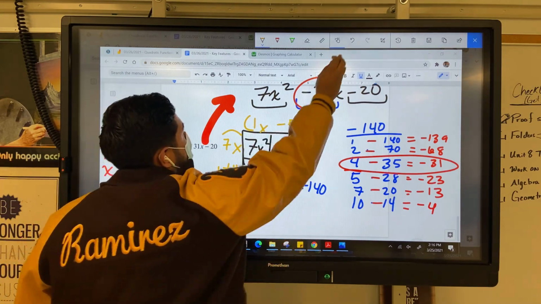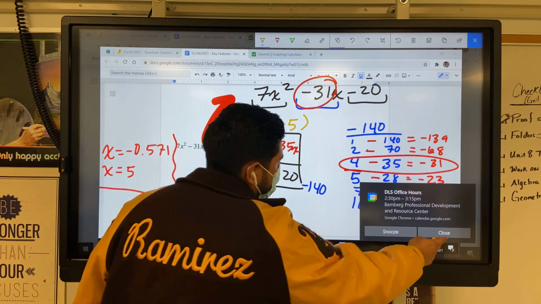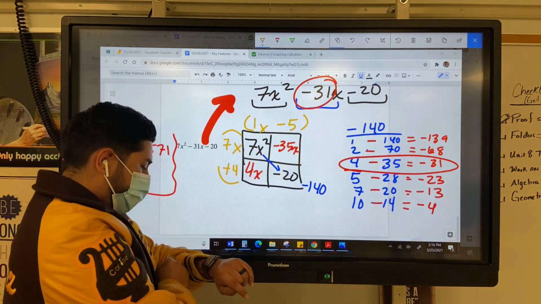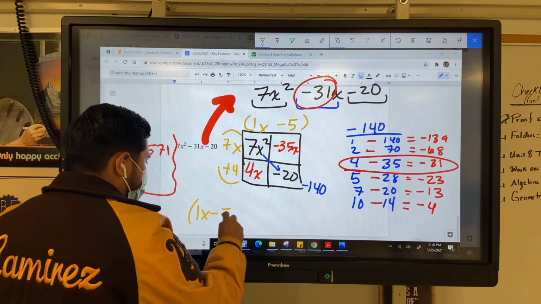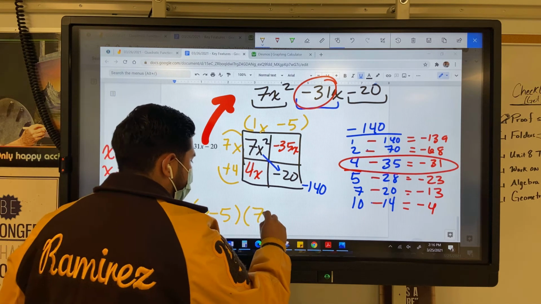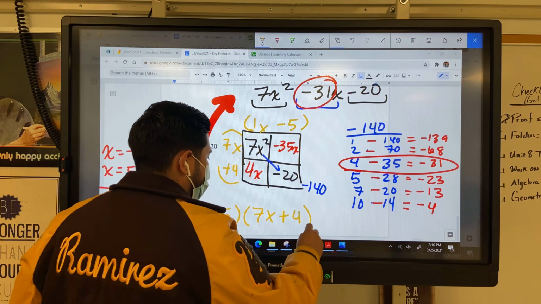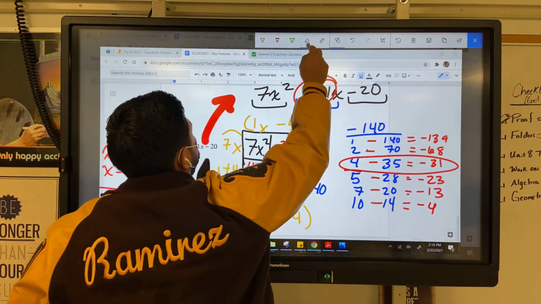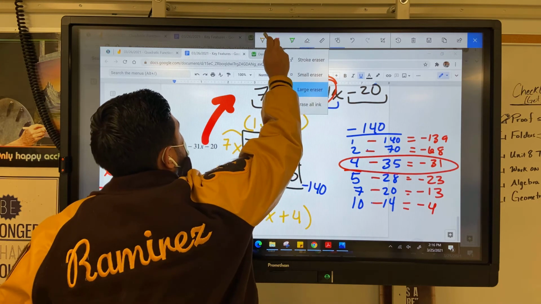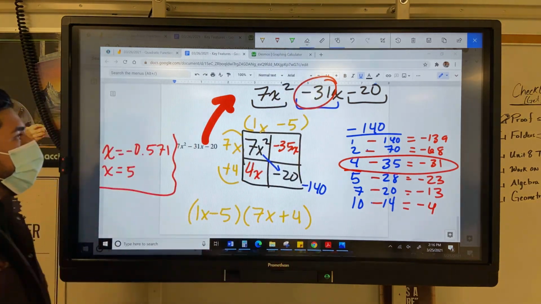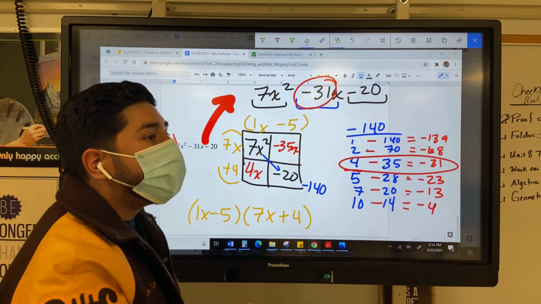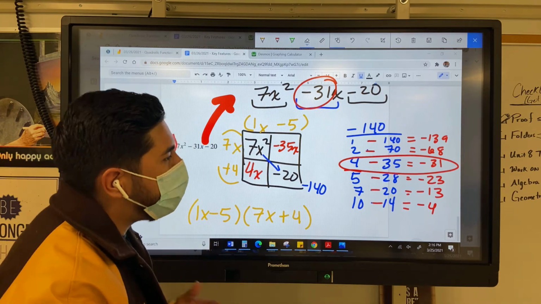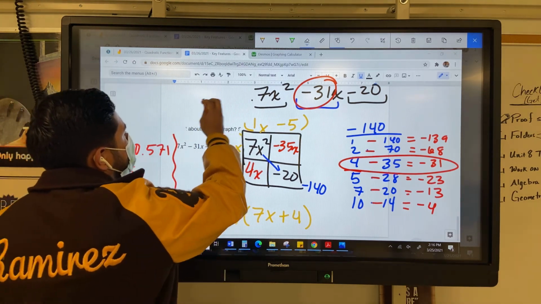Actually, I'm going to write this down, erase it, and then we're going to go at it, okay? So we got 1x minus 5, and then 7x plus 4. I'm going to erase everything. Okay, so check it out, ladies and gentlemen. If you made it this far, congratulations. I know it's a lot. This is basically just a proof to show you the connection. You need to know the connections. I'm going to talk about it right now in the quiz.